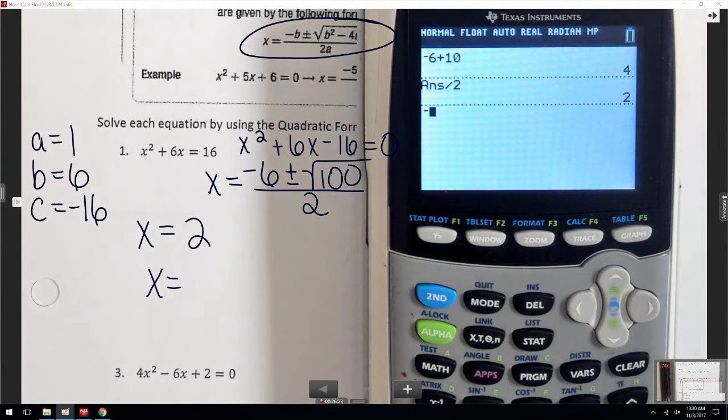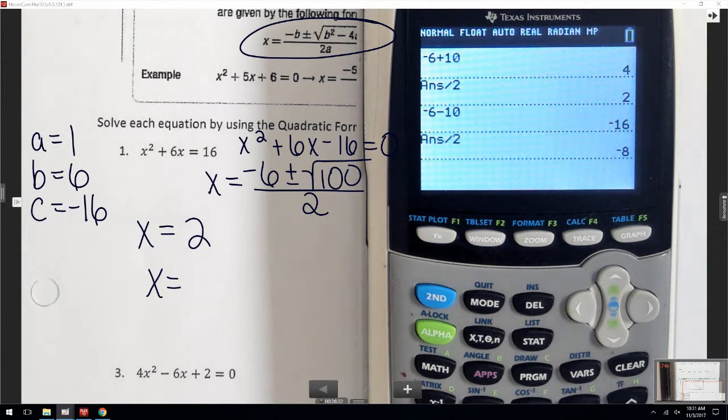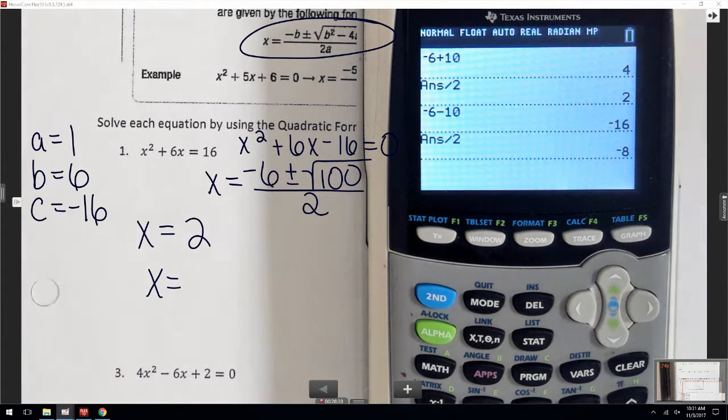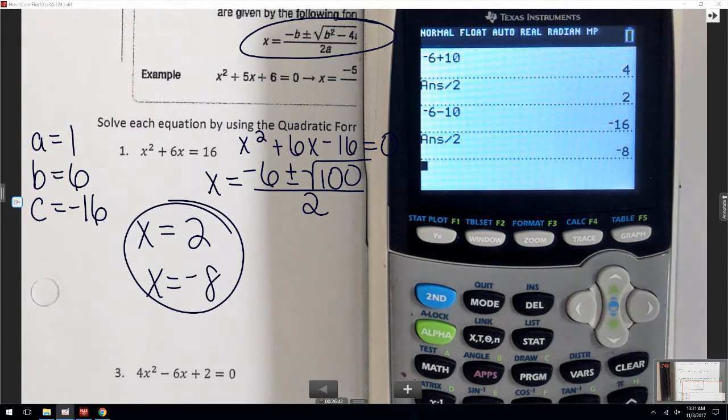Okay, then you've got negative 6 minus 10, enter. Make sure you hit enter. Then you can hit divide by 2. If you don't hit enter before you divide by 2, your calculator will give you the wrong answer because you told it to do the wrong thing. And what do we get? Minus 8.